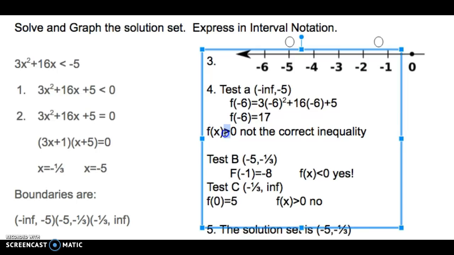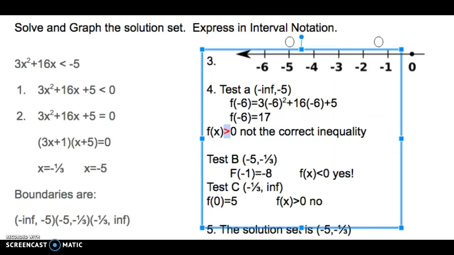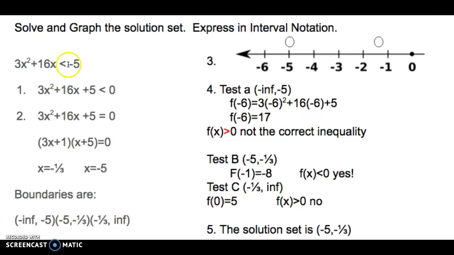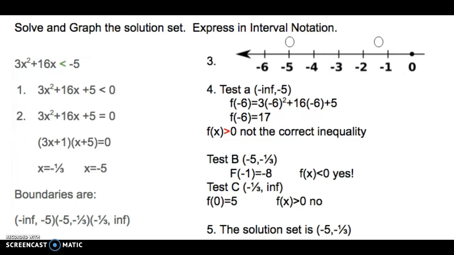You're going to tell me what inequality sign it is compared to 0. Now, since it's an inequality sign that is greater than 0, that doesn't match my sign, where it needs to be a less than sign. So this one's greater than, so it's not the correct inequality, so that's not a part of my boundaries. So I go through test B.